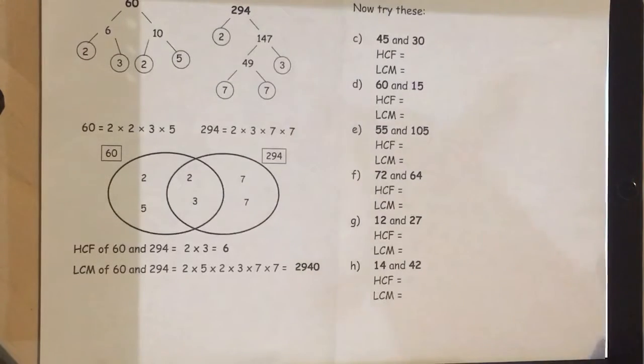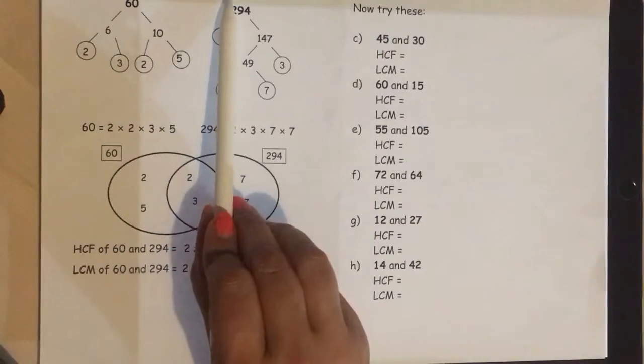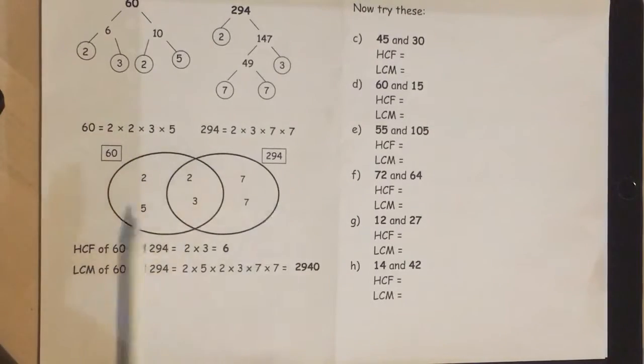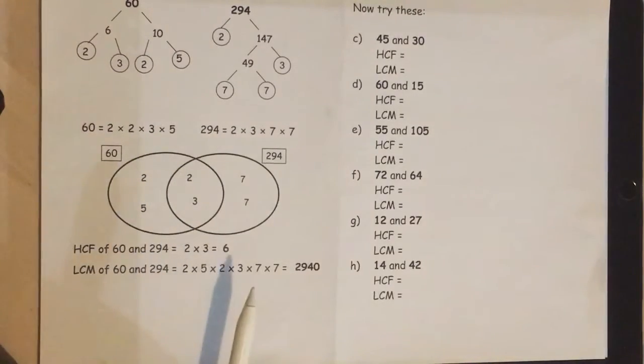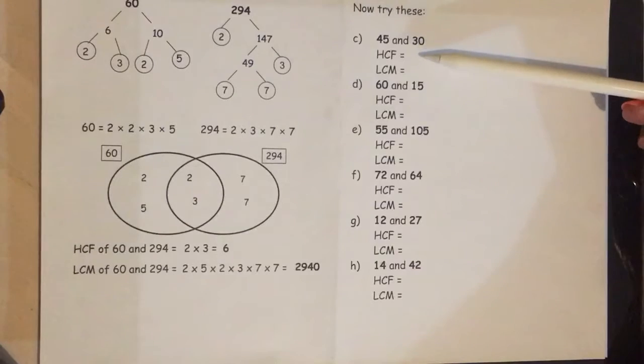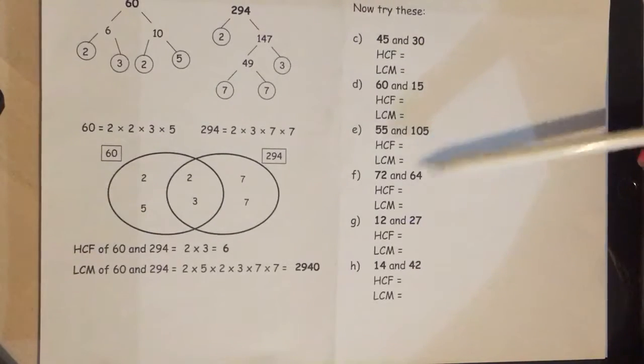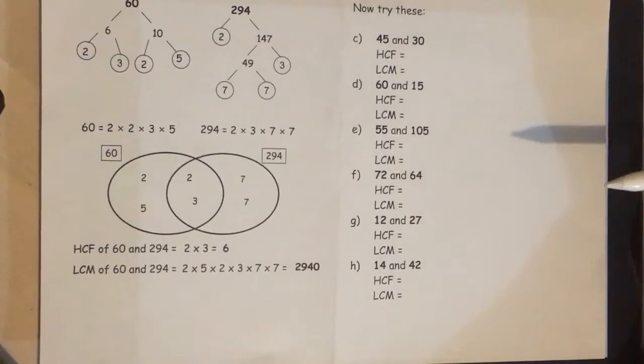Hi everyone. This is the homework sheet you had to complete for the highest common factor and lowest common multiple by using prime factor decompositions and Venn diagrams. In the previous video, I explained step by step letters C, D, and E. In this video, I will explain letters F, G, and H.